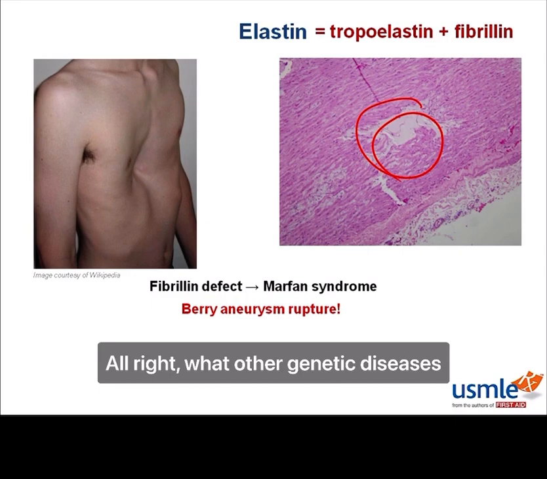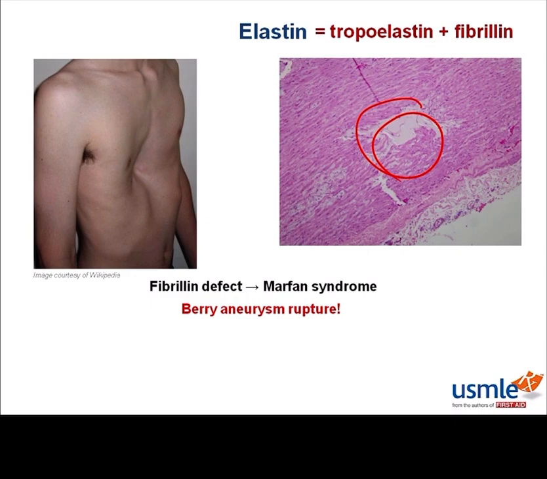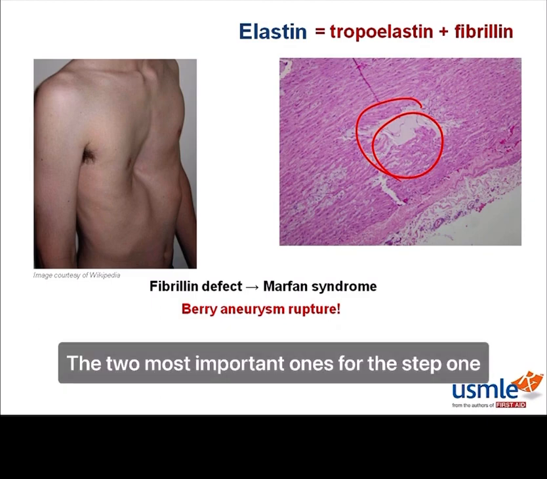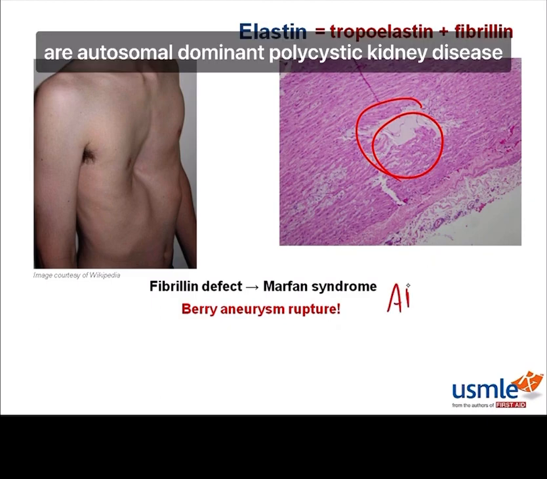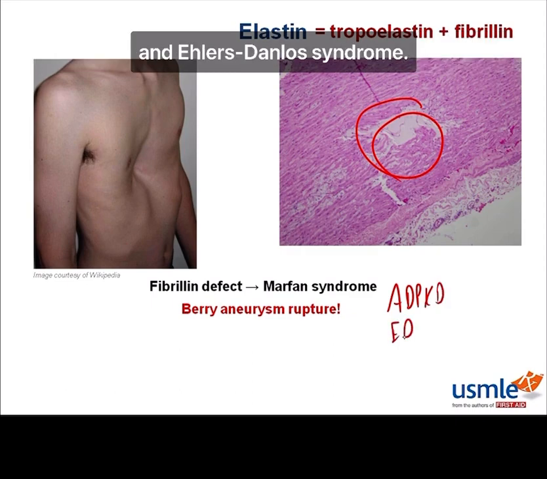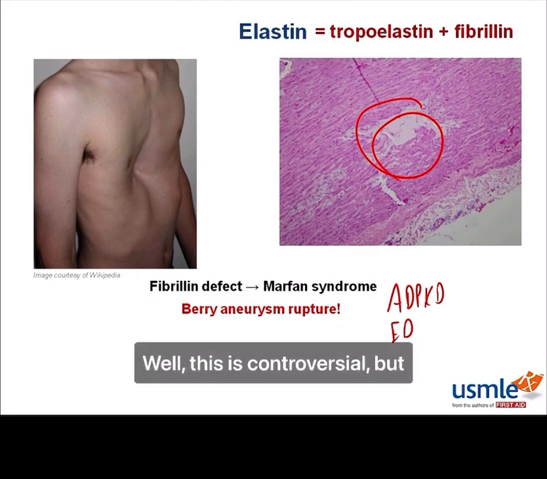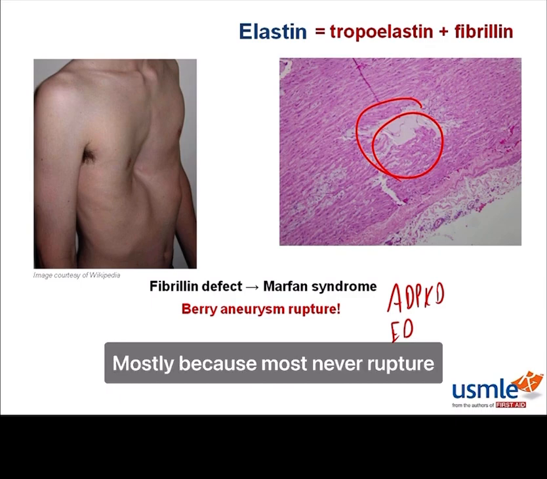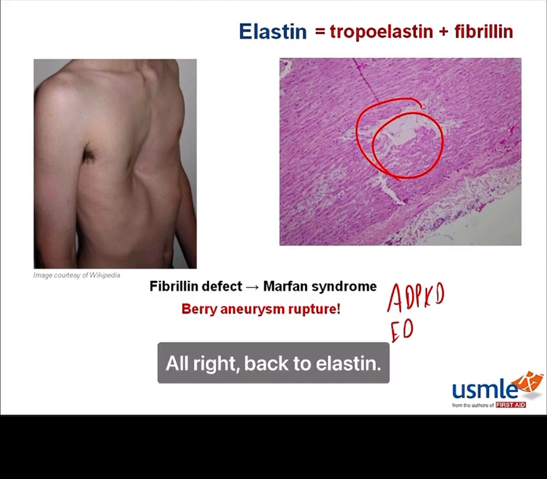Alright, what other genetic diseases are risk factors for berry aneurysms? The two most important ones for the step 1 are autosomal dominant polycystic kidney disease and Ehlers-Danlos syndrome. Do we commonly do screening tests for berry aneurysms in these patients? Well, this is controversial, but generally it's not recommended, mostly because most never rupture, and there's a significant morbidity from trying to treat them. Alright, back to elastin.